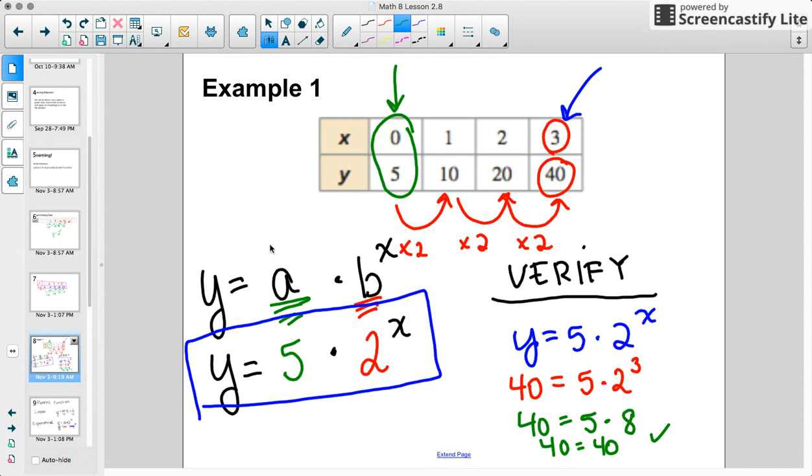Okay, so again, the A is the now, and we can find that by looking at when x equals 0. And the B is the change, and we can find that by looking at the first difference of the y values, so seeing how they're changing.